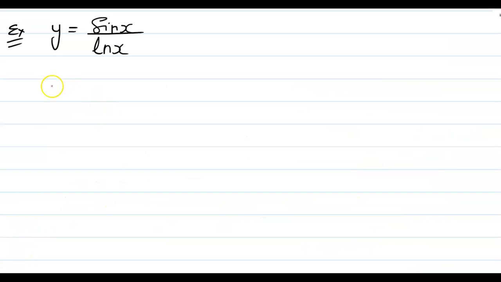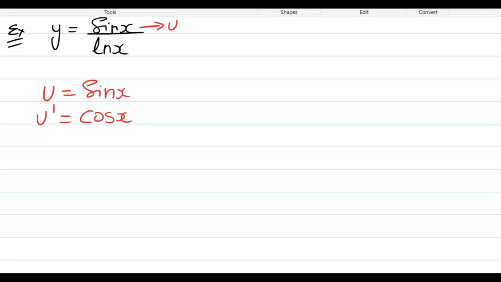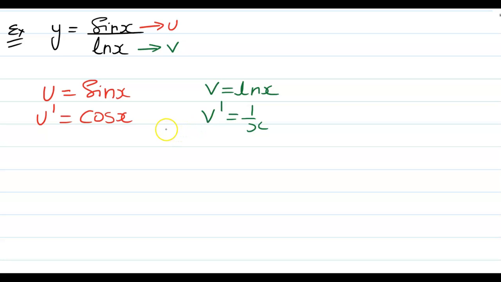Okay, let's see another example now. Our next example is y equals sin x over ln x. Here the first function u is sin x. So what will be u dash? The differentiation of sin x, d by dx of sin x, is cos x. So I have written here cos x. Next we take v, so ln x is v. Let's write here v is ln x. So v dash will be d over dx of ln x, which is 1 over x. So we have written 1 over x.